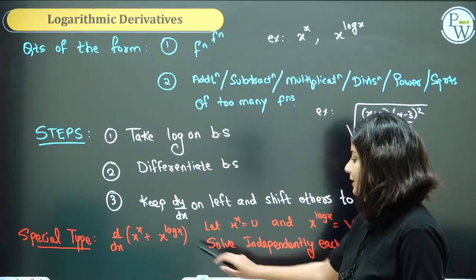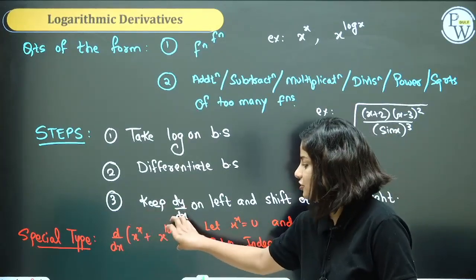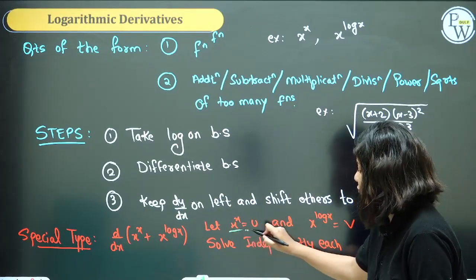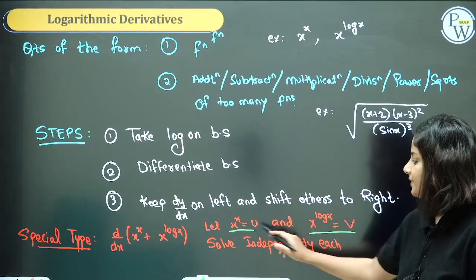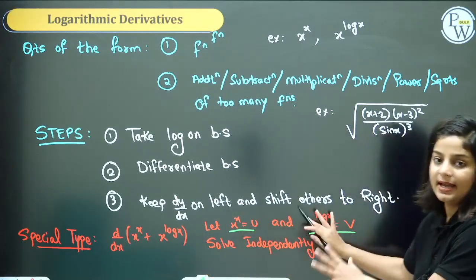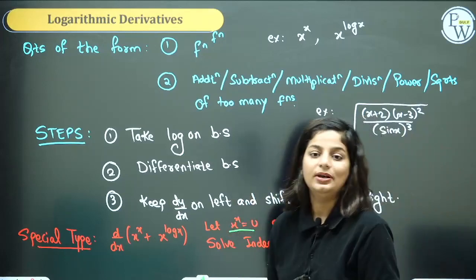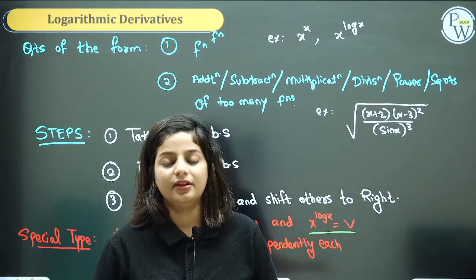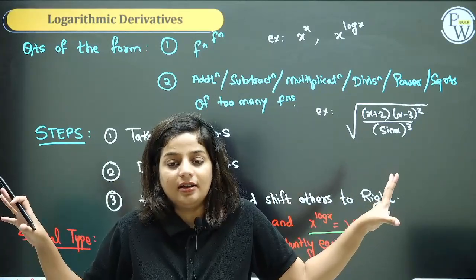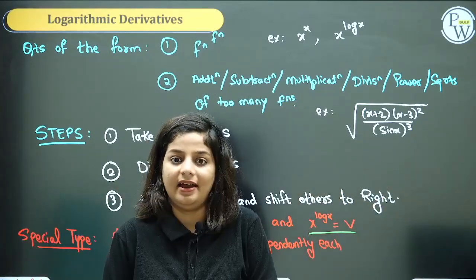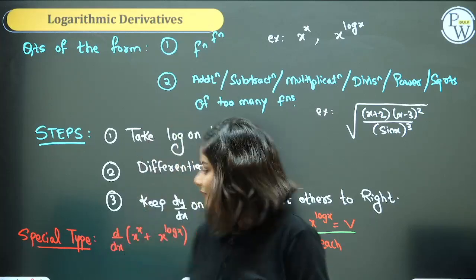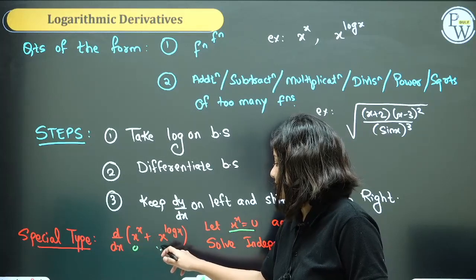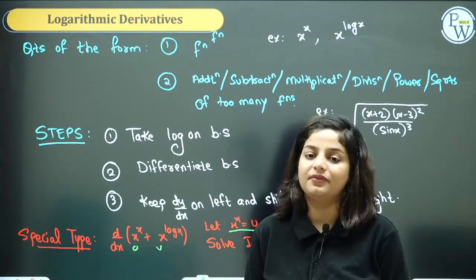Don't take log directly in such a question where two functions raised to functions are added. You will separate them. Let the first part be u, second part be v. Solve the first part separately, second part separately, and then in the end you will add them. u and v you have to separate, take log, differentiate, find them separately and then add. Find du by dx, find dv by dx, and then this is u plus v. du by dx plus dv by dx will give you the answer.